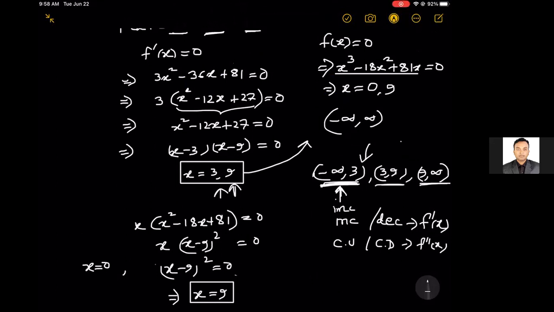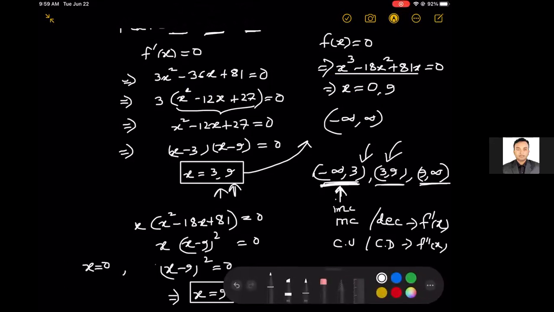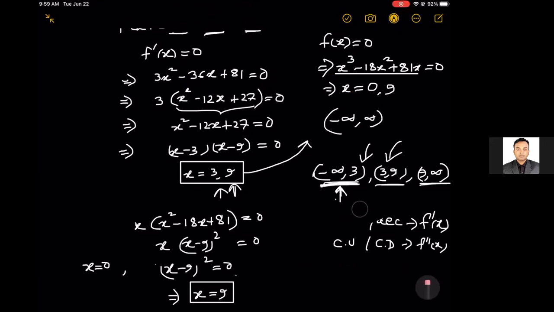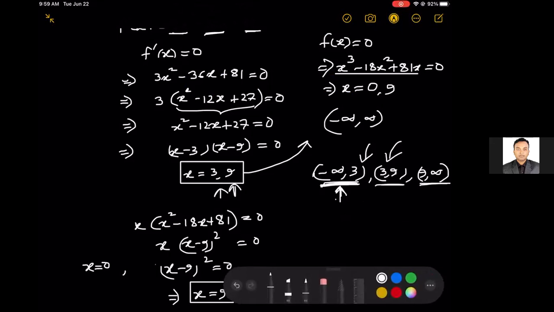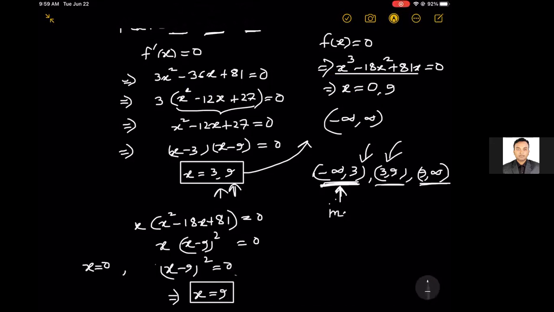Let's try the second interval. Which value could we pick from this interval, 3 to 9? Five is a good one. Yeah, I was going to say 5. And what does it give us when you plug 5 into the first derivative? Gives us a negative value. Negative value. Okay, so that means it's decreasing.